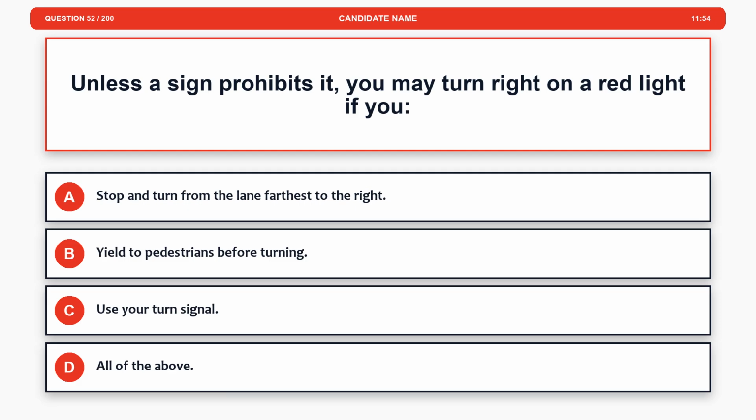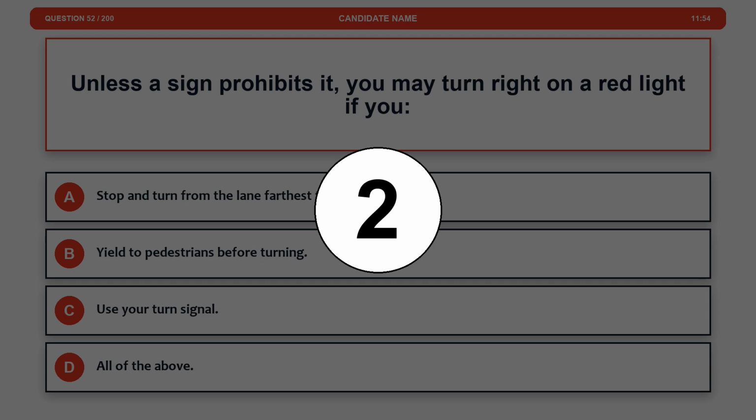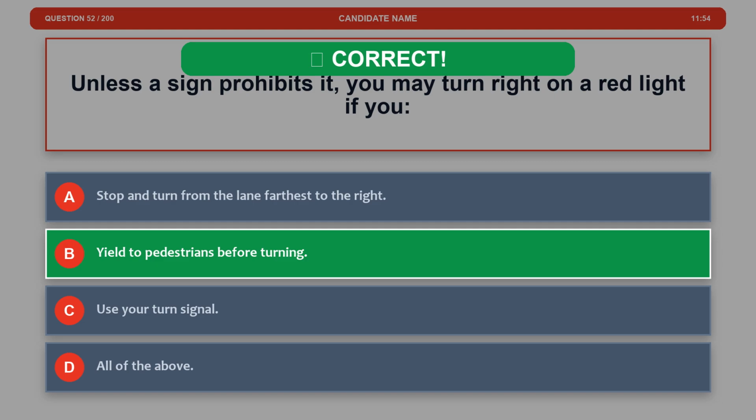Question 52. Unless a sign prohibits it, you may turn right on a red light if you. Option A, stop and turn from the lane farthest to the right. Option B, yield to pedestrians before turning. Option C, use your turn signal. Option D, all of the above. The correct answer is option B, yield to pedestrians before turning.